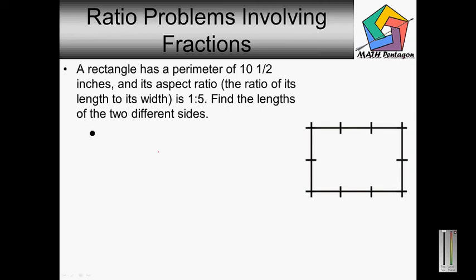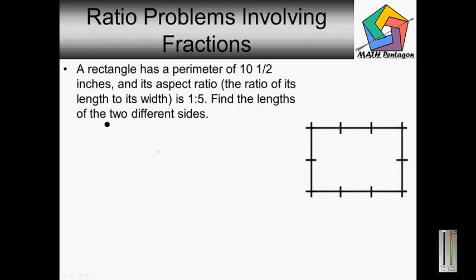Ratio problems involving fractions. A rectangle has a perimeter of 10.5 inches, and its aspect ratio, the ratio of its length to its width, is 1 to 5. Find the lengths of the two different sides. So, first I want to figure out how many parts the rectangle has.